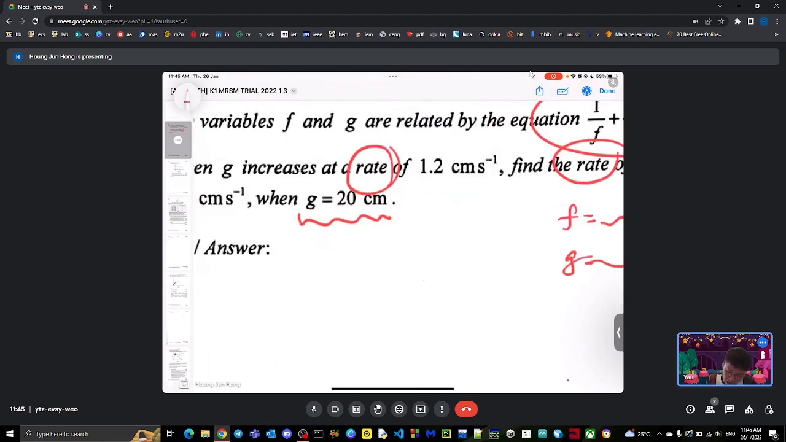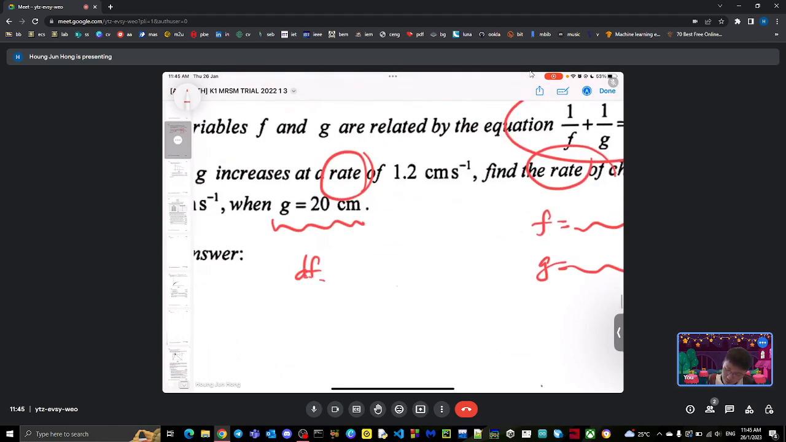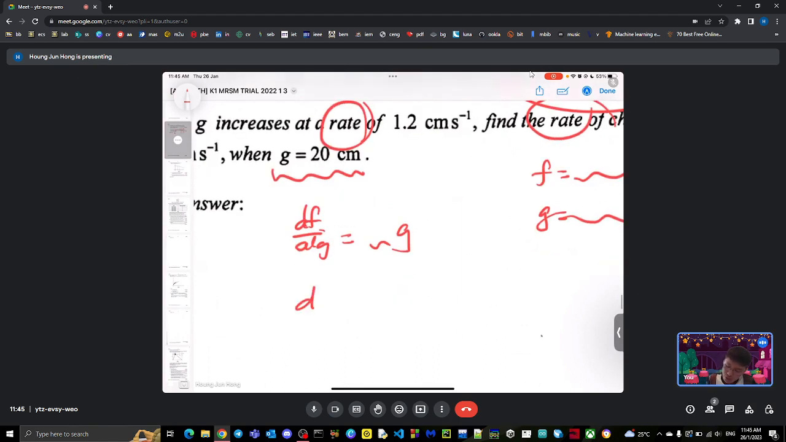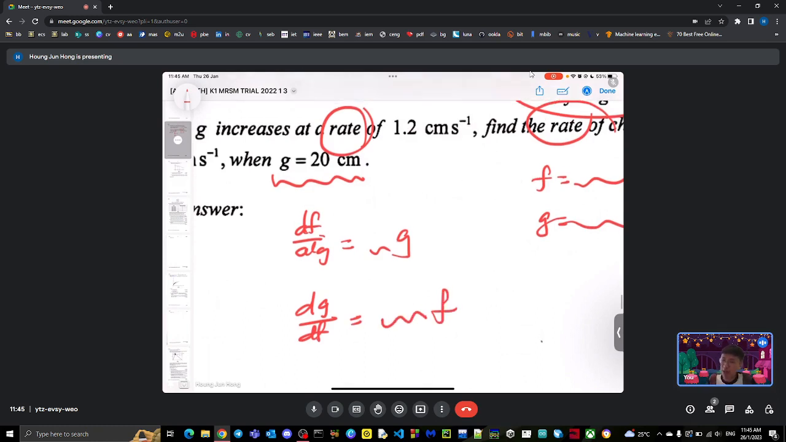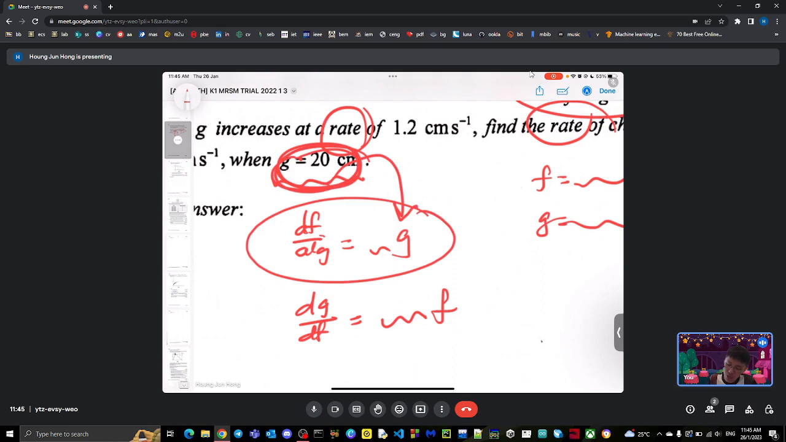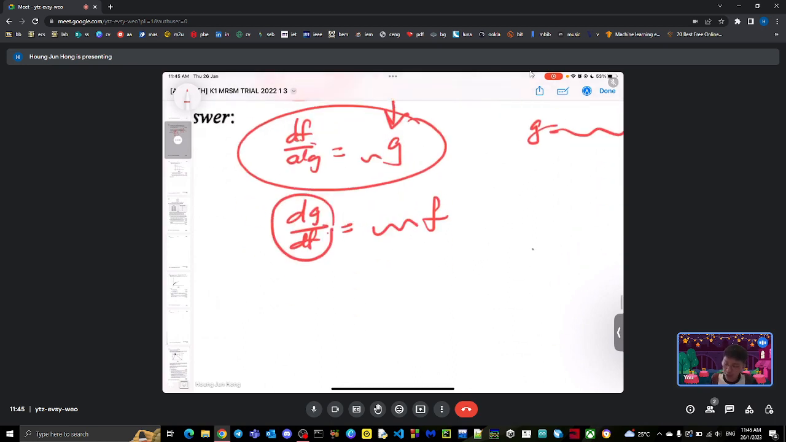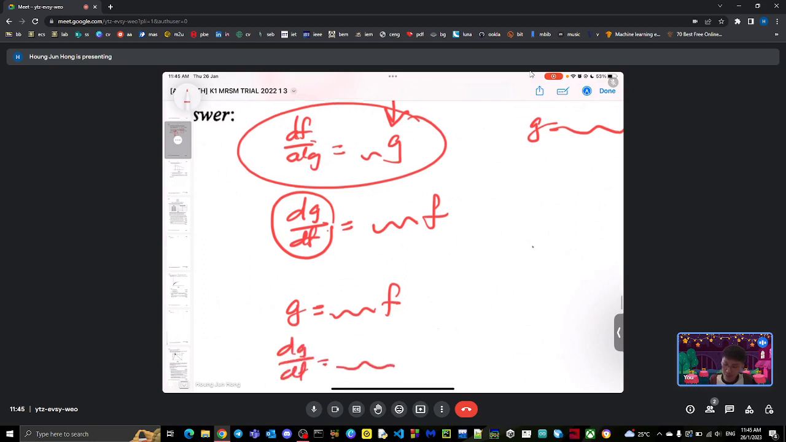So we know that if you do df/dg, it will be in terms of G. If you do dg/df, it will be in terms of F. So if you want to make your life easier, you might want to consider using the first one, because you can just sub the value of G into this equation. But if you do dg/df, where you have an equation G equals something in terms of F, and then you differentiate it, it becomes dg/df, and you find something in terms of F again.